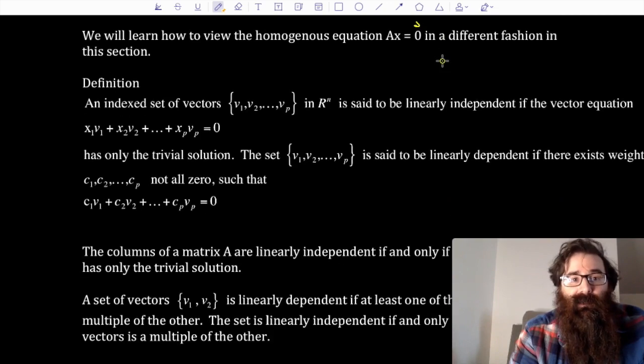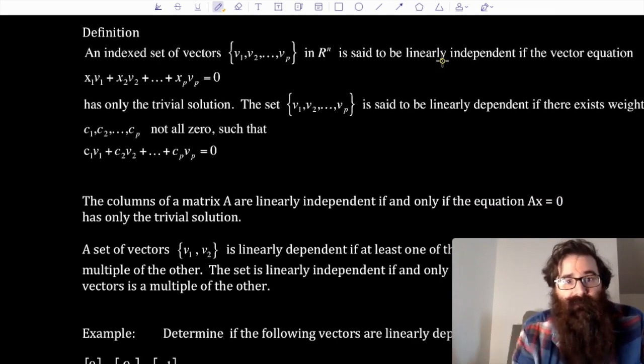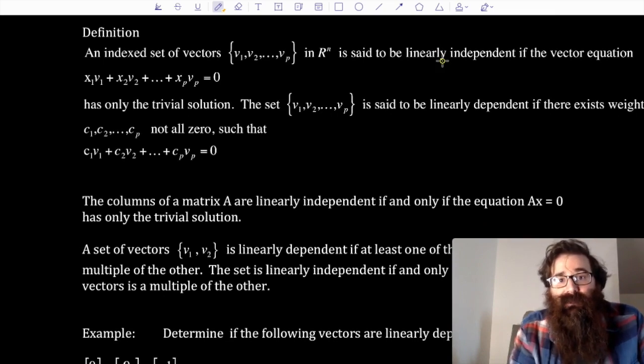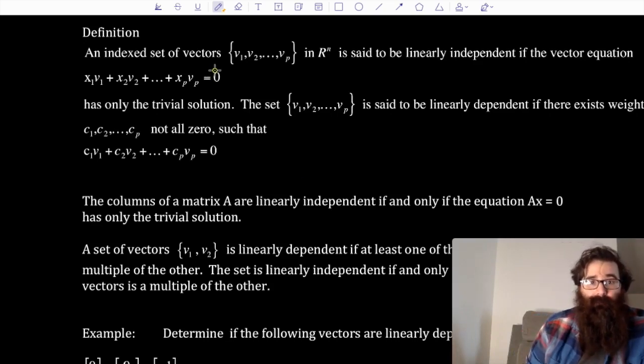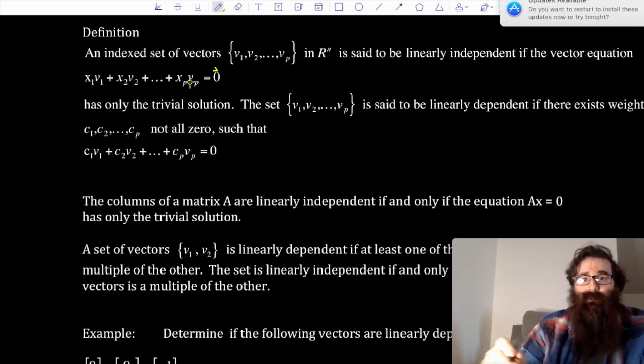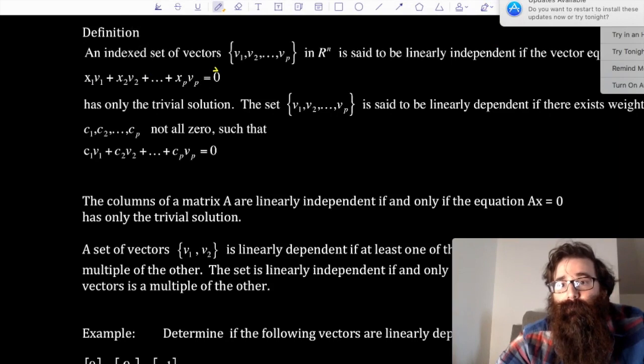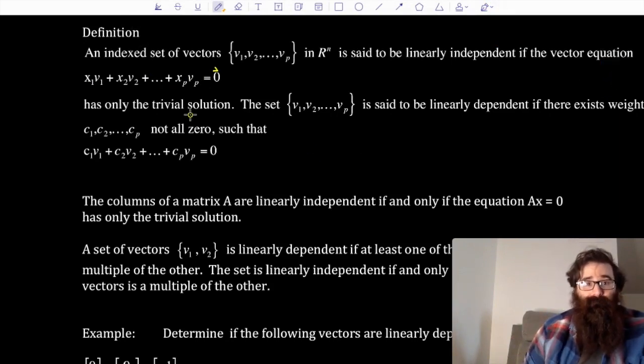So we would say, by definition, an indexed set of vectors v sub 1, v sub 2, so on and so forth, to v sub p, in a vector space Rn, is said to be linearly independent if the vector equation x sub 1 times vector v sub 1 plus x sub 2 times vector v sub 2 plus so on and so forth plus x sub p times vector v sub p is equal to 0, meaning the 0 vector, has only the trivial solution. So that means the only way that I can assemble and add these vectors together with whatever coefficients I would like and get the 0 vector out would be if all of my coefficients were zeros. So x sub 1, x sub 2, so on and so forth to x sub p is 0.